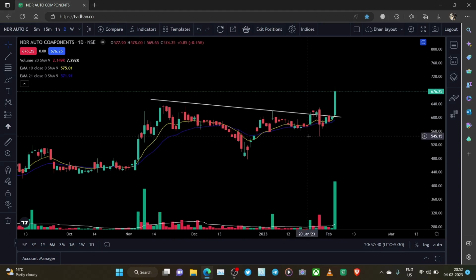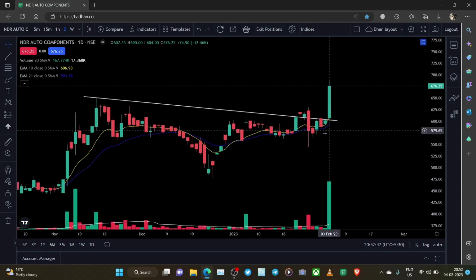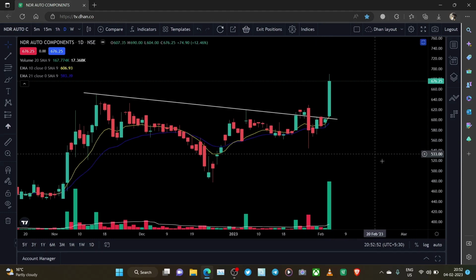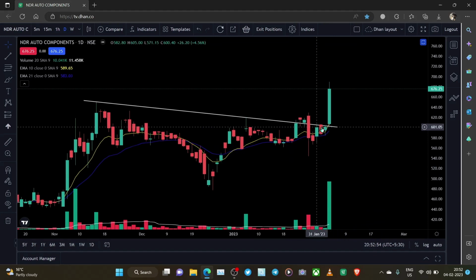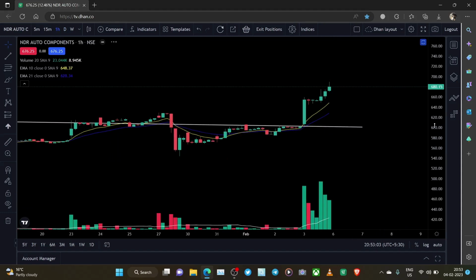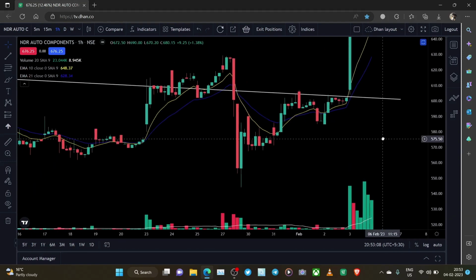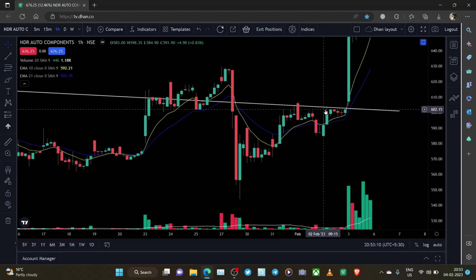Why didn't I take it here? Because this was very far from my setup. I generally take entry near the 21 EMA, where the risk is very minimum for me. Here you can see a near inside bar, not a perfect inside bar candle, but it has formed a near inside bar candle near the 21 EMA, and there has been constant accumulation near the resistance, the falling trend line.